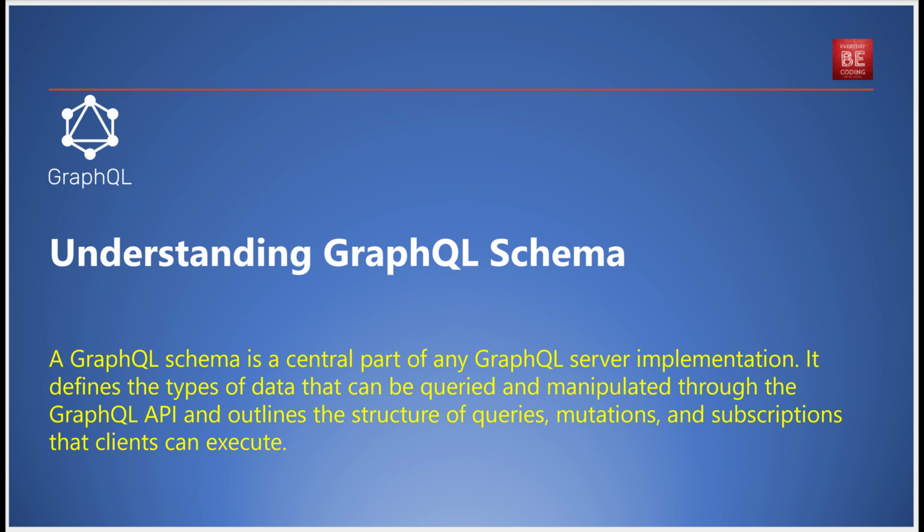Enter GraphQL, a powerful query language that is fundamentally changing the way developers interact with databases and data structures in their applications. At the heart of any GraphQL server implementation lies the GraphQL schema. This schema serves as a blueprint for the data that can be queried and manipulated through the GraphQL API. It precisely outlines the structure of queries, mutations, and subscriptions that clients can execute.